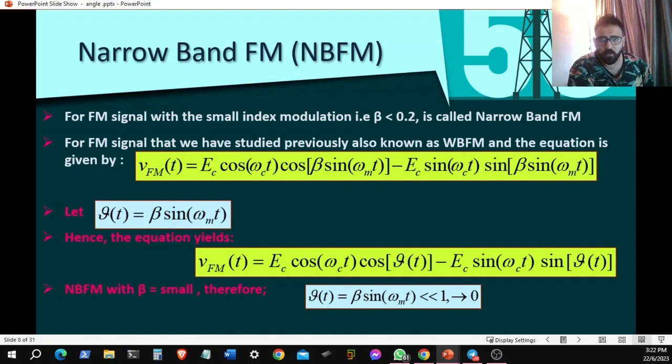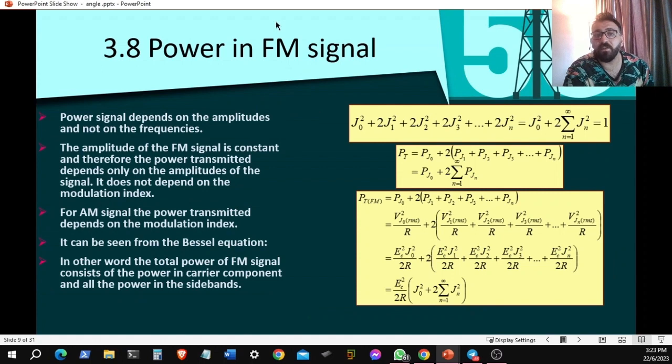For an FM signal with a small modulation index, if beta is less than 0.2, it's called narrowband FM. For the FM signal, as we said previously, we can show the equation here. And then let's say that theta(t) equal to beta sine omega m t, hence the equation will be represented as follows.